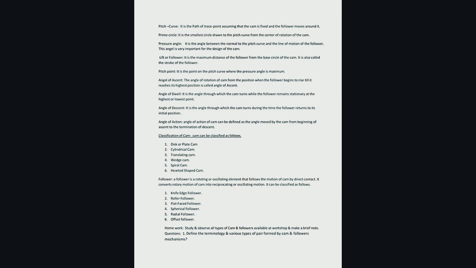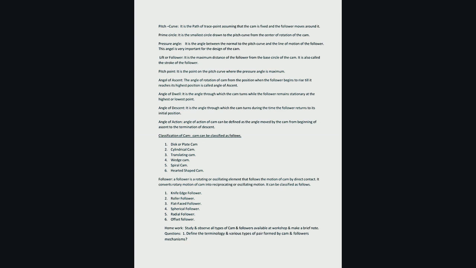Experiment No. 04. Title: Study of cam and follower, force closed and self closed. Objectives: to study the terminology and various types of pairs formed by cam and follower mechanism. Theory: a cam may be defined as a rotating element which produces a rotating, reciprocating, or oscillating motion to the other element attached to it, called the follower.